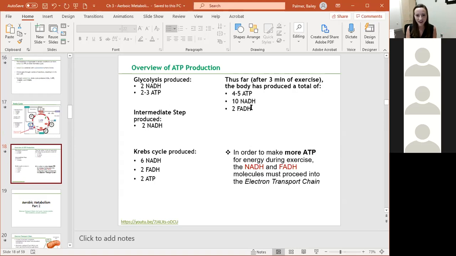Okay, so thus far, I know it says up here after 3 minutes of exercise, this is because glycolysis.